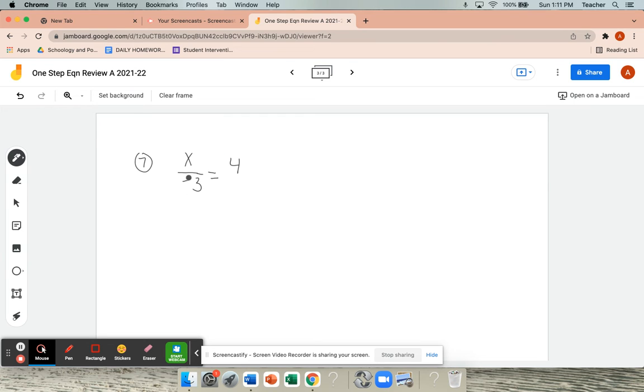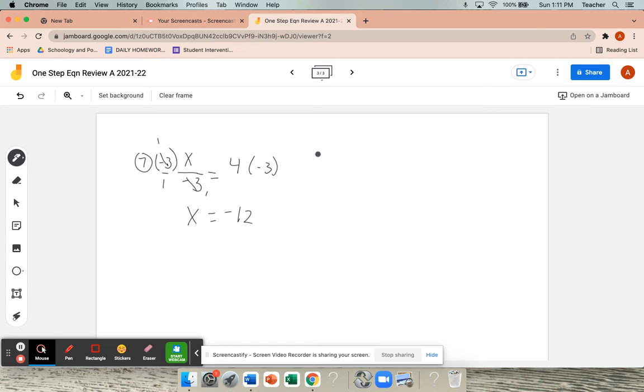Start on the side with the x. If you need to cover the other side up, cover it up. X divided by -3. So I have to multiply by -3 to undo. If you need to put a 1 under here to keep it, go ahead. -3 divided by -3 is +1. And 4 times -3 is -12.